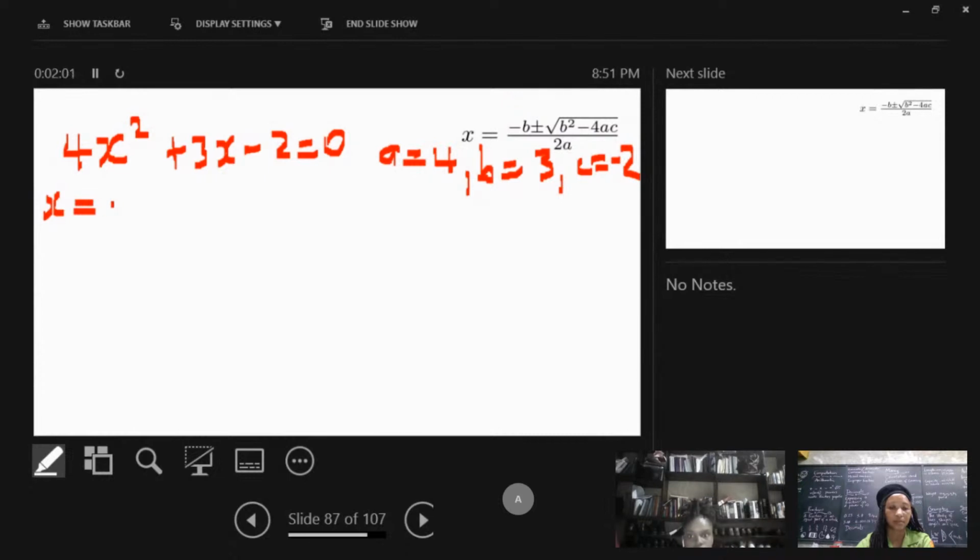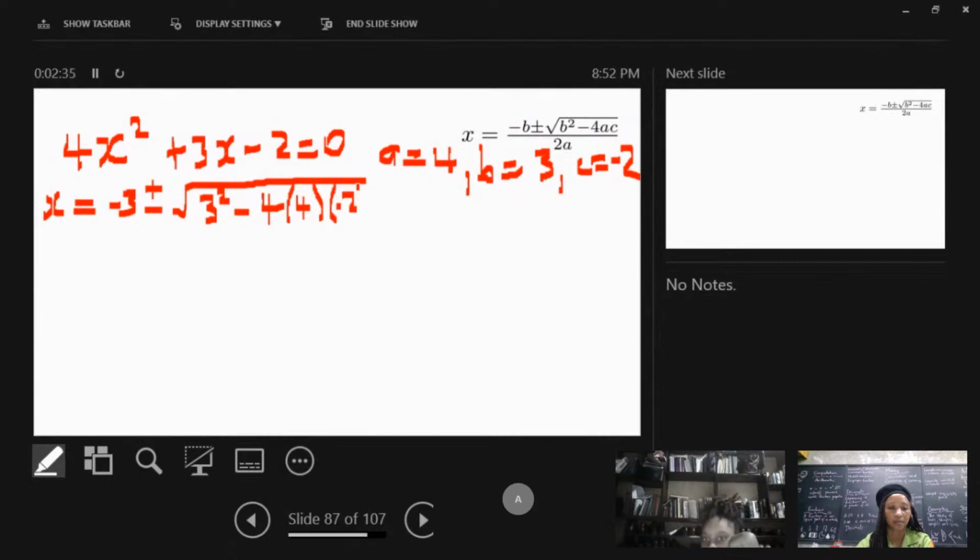negative 3 plus or minus the square root of 3 squared minus 4 times 4 times -2, over 2 times 4.